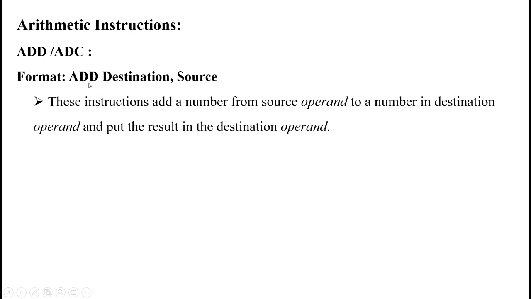You can see first one, ADD. The format of ADD instruction is ADD destination comma source. So ADD is an opcode, destination operand and source operand. So then how it works? It adds the source value with destination and result will be stored in destination operand. Whatever source value we have, that value will be added with destination value and result will be stored in destination operand.